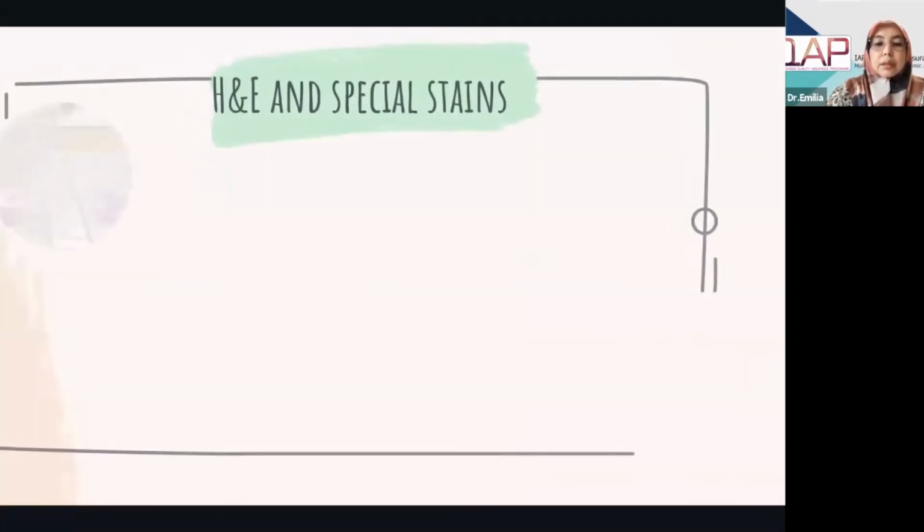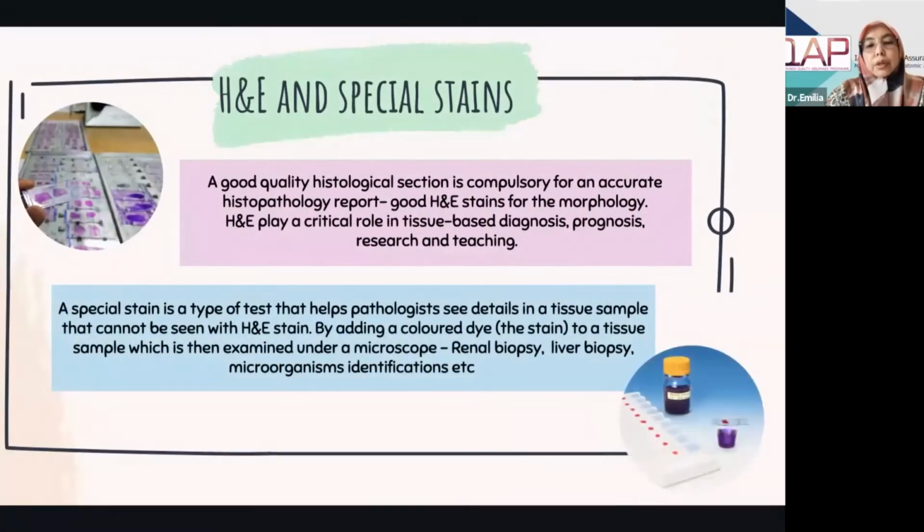or histochemical stains. And of course, we know that in order to have a very good quality histological section, which is needed for an accurate histopathological report, we need to have a very good H&E section for the morphology, because this is the core job in pathology. So it not only plays a critical role in the diagnosis and the prognosis, but in our institution it is also important in research and teaching.